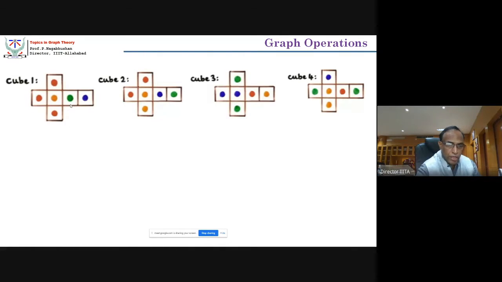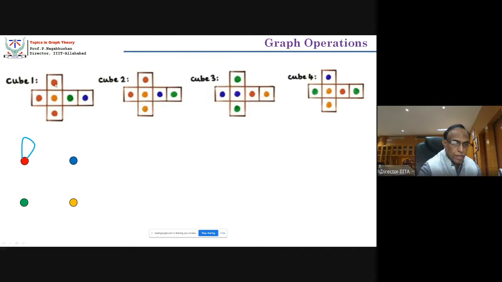For every cube, I just now mentioned that a pair of opposite faces shall indicate an edge, and all the 4 colors shall indicate the 4 vertices. So a cube has 3 pairs of opposite faces. Therefore, there shall be 3 edges in the graph, 4 vertices and 3 edges. Right. So we will first be constructing the individual graphs.